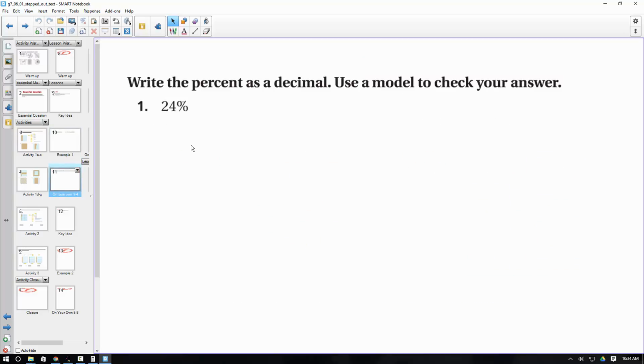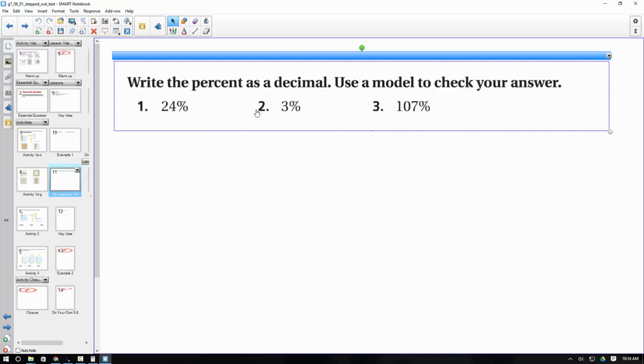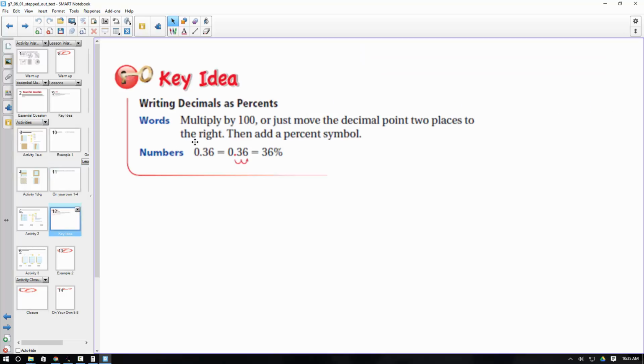Now 24%, 3%, 107%, and 92.7%. So remember, get rid of the percent sign and move over 2 spots. So you should have 0.24, 0.03, 1.07, and 0.927. Boom. So again, the key idea, if I want to write a decimal as a percent, we do the exact opposite. I move over 2 places to the right, and I add the percent sign.